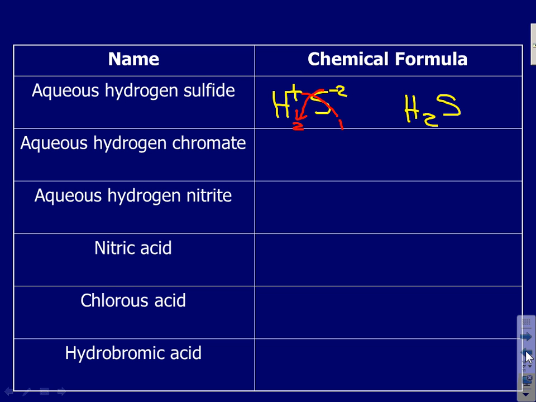Chromate. Where are you going to find that? On the back. So I'm going to write down the H. And now I need a chromate. What do you got?